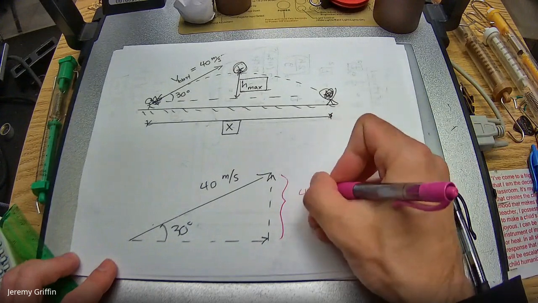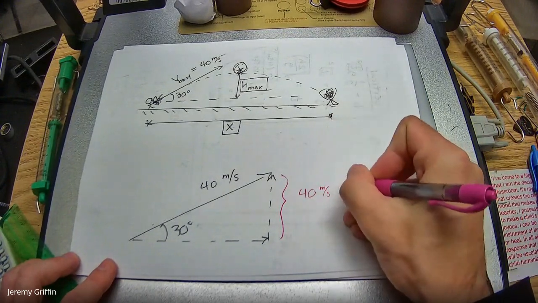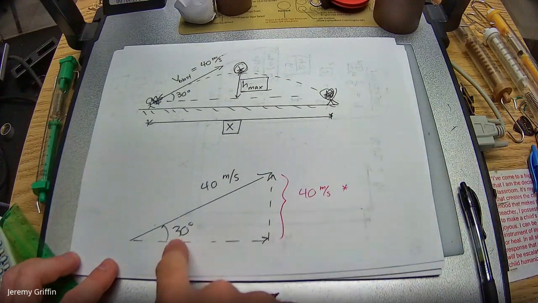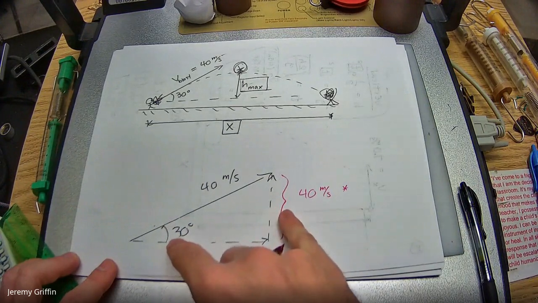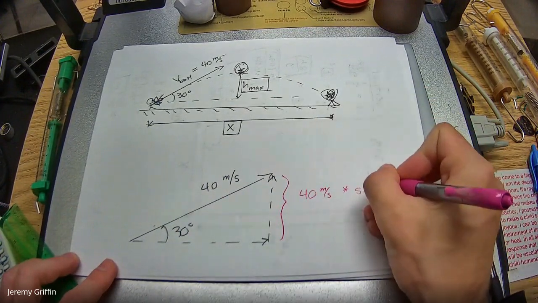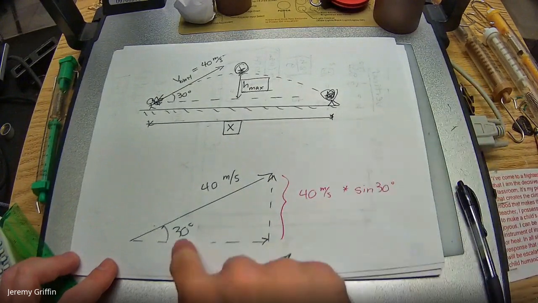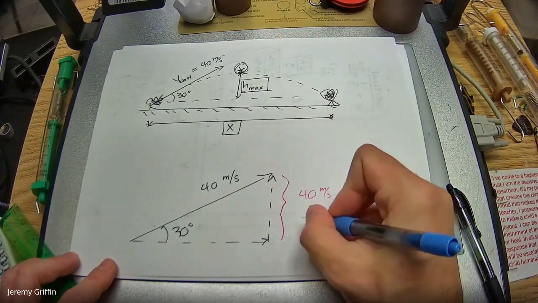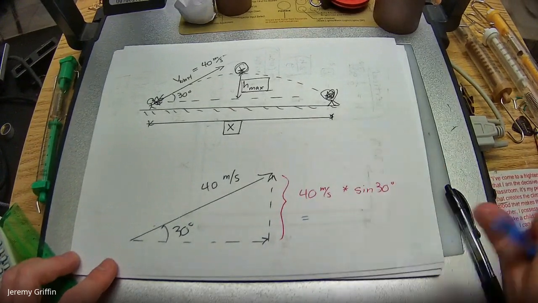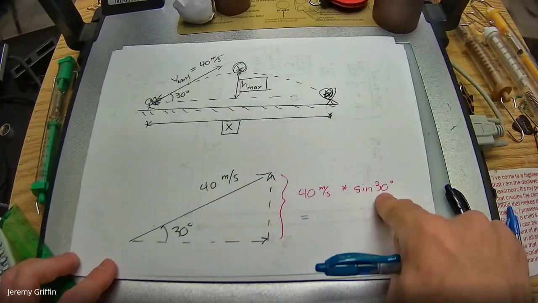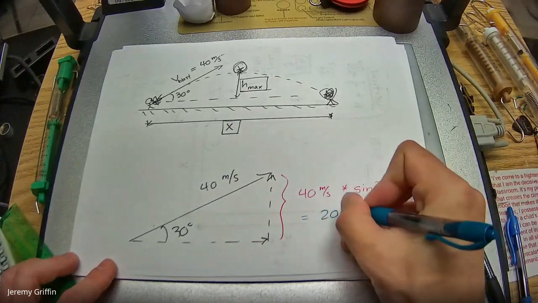40 meters per second multiplied by sine or cosine of 30 degrees? Sine, yeah, because it's opposite. Okay. And one reason that 30 degrees is a really good angle is because sine of 30 degrees is exactly equal to what? 1/2. So wouldn't this have to come out to 20 meters per second?